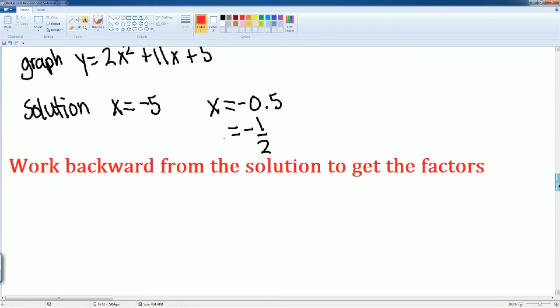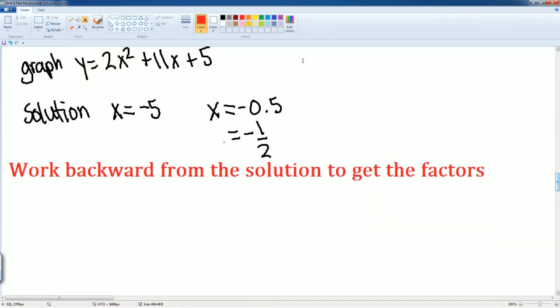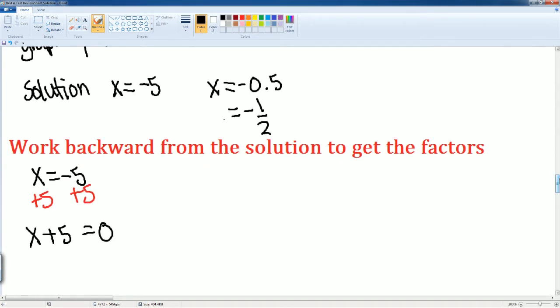So my first one was x is equal to negative 5. What I'm going to do here, I'm just going to add 5 to both sides. Then I'm going to have x plus 5 equals 0. So this would be the first factor. X plus 5 would be the first factor.